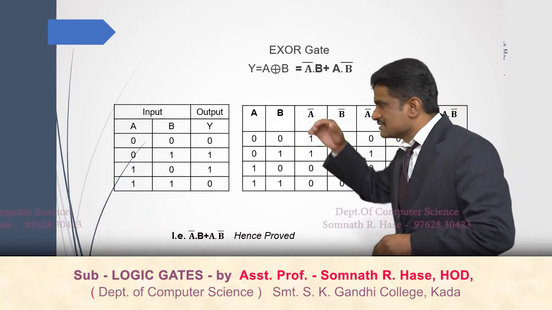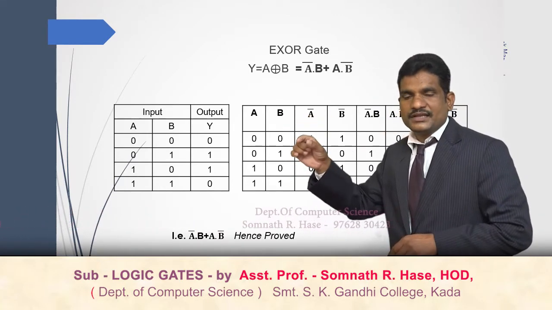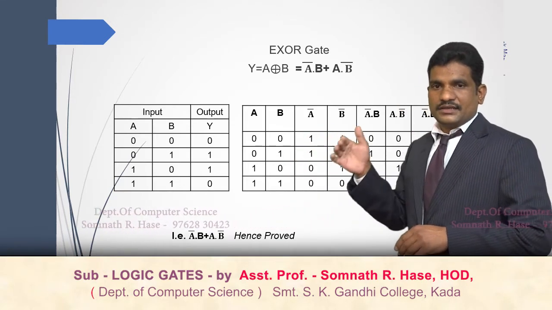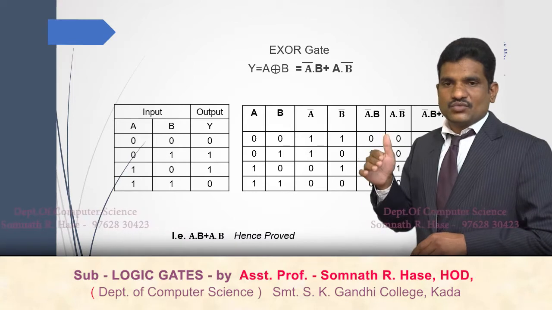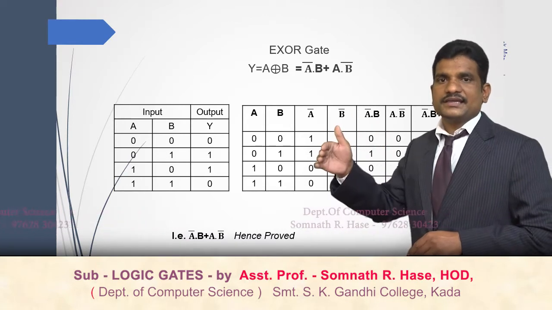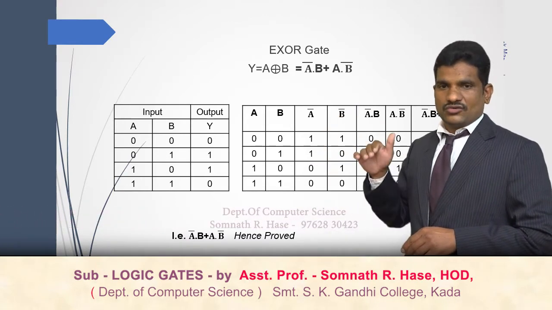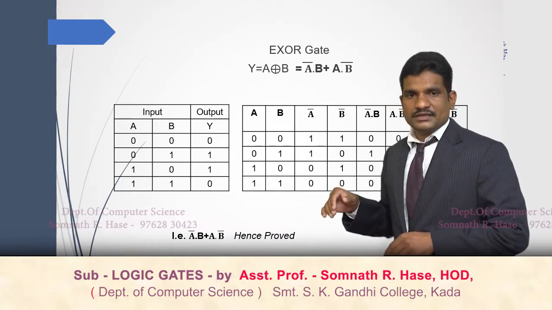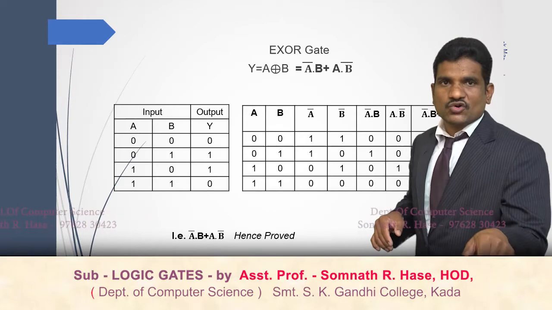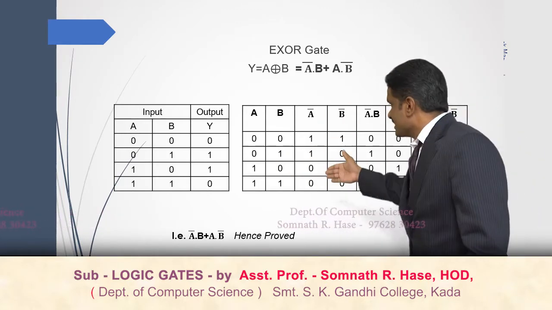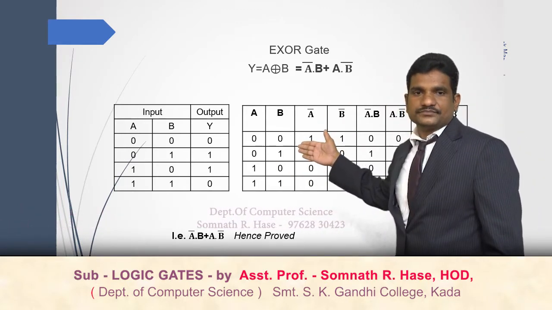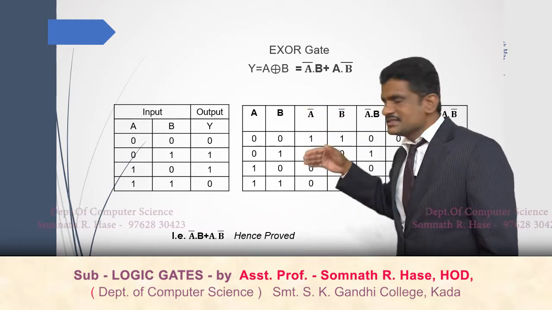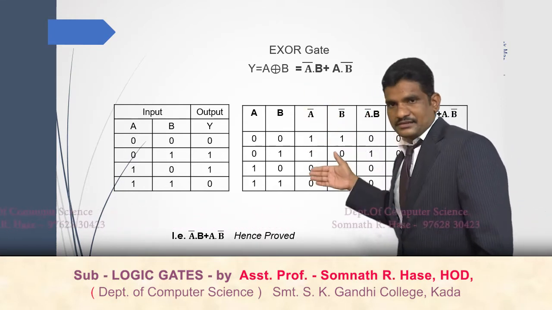In these slides, it is clearly mentioned: when inputs A and B are both 0, in one case B is 1, in another case A is equal to 1, and in the last case both A and B are equal to 1. In the last column, we can see the output 0, 1, 1, 0. So this is nothing but the EX OR gate.